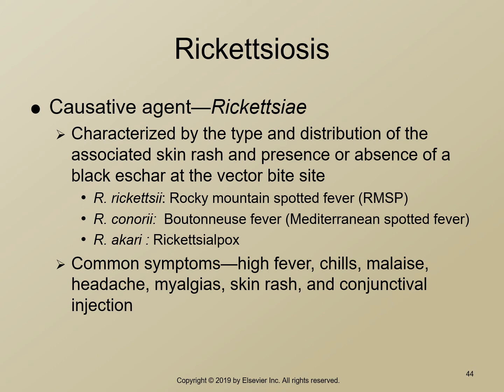Rickettsiosis infections are characterized dermatologically by the type and distribution of the associated rash. The presence or absence of a black eschar at the vector bite inoculation site also helps categorize and identify the causative agent of infection. Clinical symptoms common to rickettsia include high-grade fever, chills, malaise, headache, myalgias, rash, and involvement of the conjunctiva.